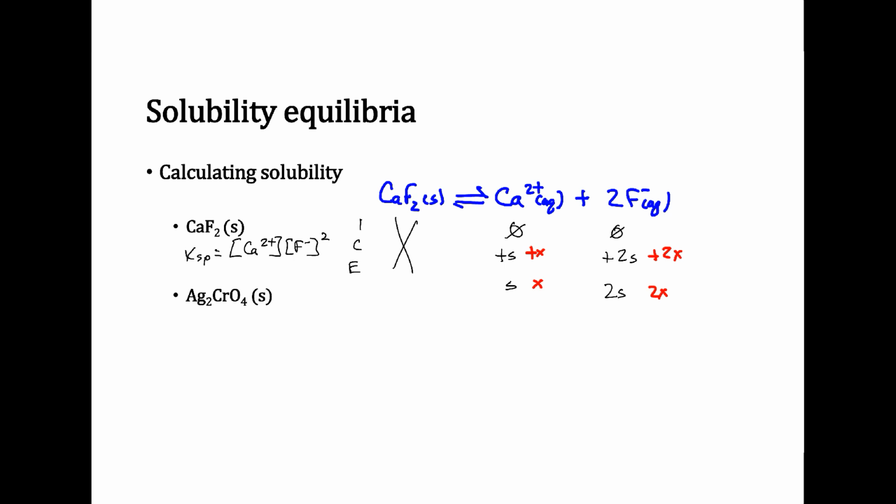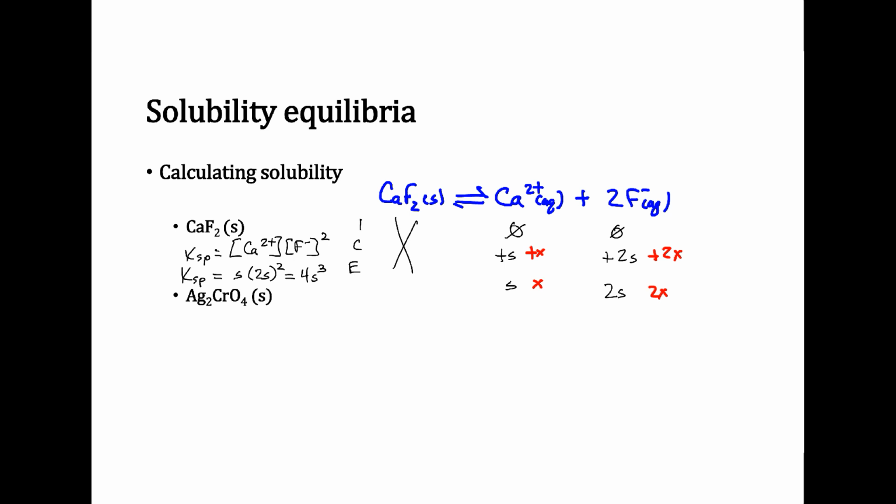So what we would do here is we would plug in for KSP, and we'll see that there are some fairly common solubility products that we'll encounter throughout. So we'll plug in for Ca2+, we'll plug in an S, and then for F-, we'll plug in 2S, but then that is squared. So we would end up getting that KSP for calcium fluoride is 4S cubed.